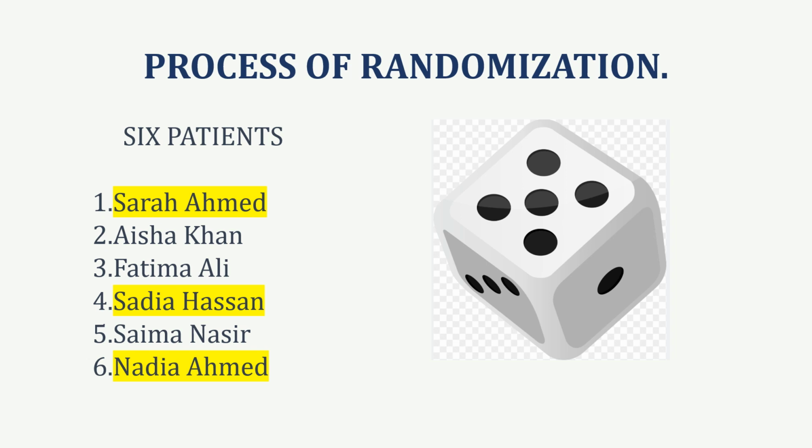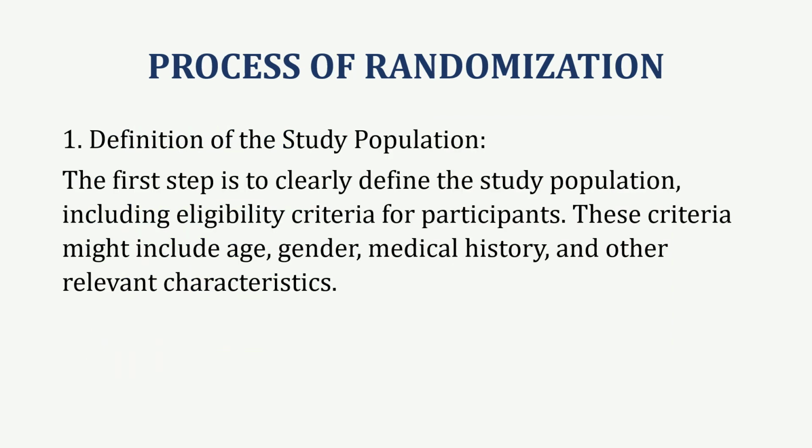So now that you have hopefully understood the concept of randomization, let's move forward into the process of randomization that we use when we are doing a random assignation of large groups, large study populations. The first thing that you do is define the study population. How do you define it? You first of all select the eligibility criteria, who are the patients whom you will allow to be entered into the study, and you will have fixed, standardized criteria, which may include age, gender, medical history, or even other relevant characteristics.